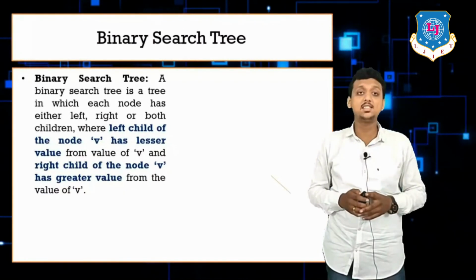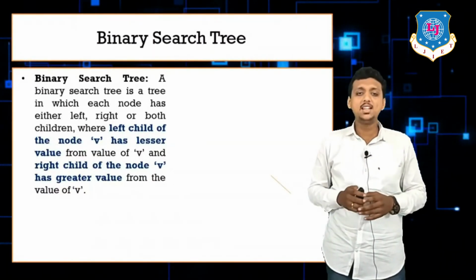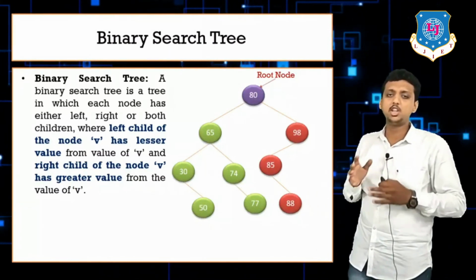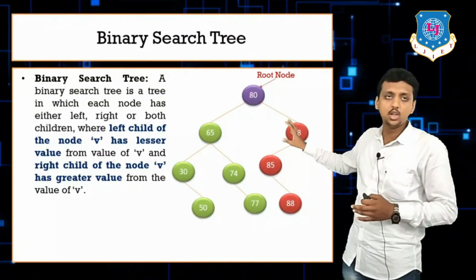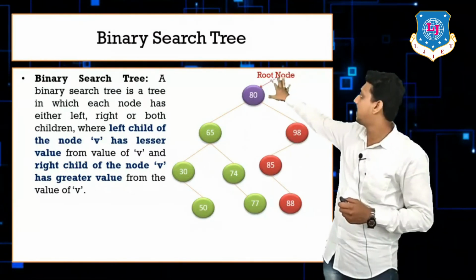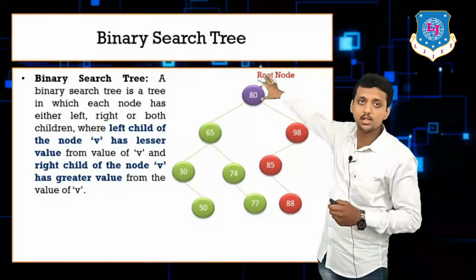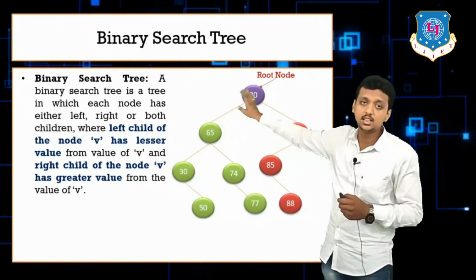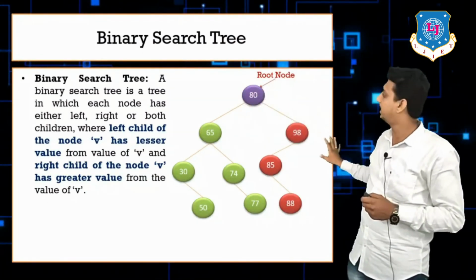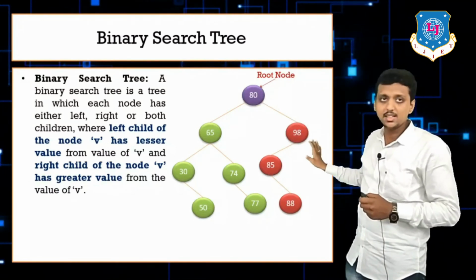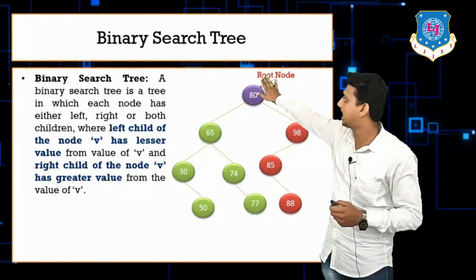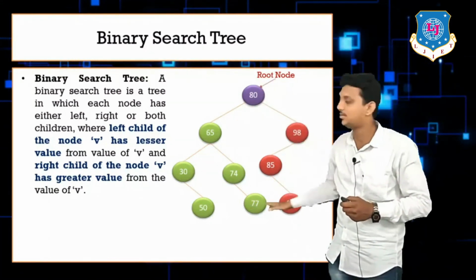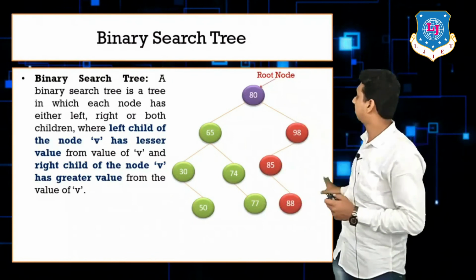Next, binary search tree. Here this is a very important tree. We have to perform each and every operation on this type of tree. Here you can see the smaller values from the root node are situated at the left side, and the greater values from the root node are situated at the right side. If the root is 80, then all the values lesser than 80 are on the left side, and the values greater than 80 are on the right side.